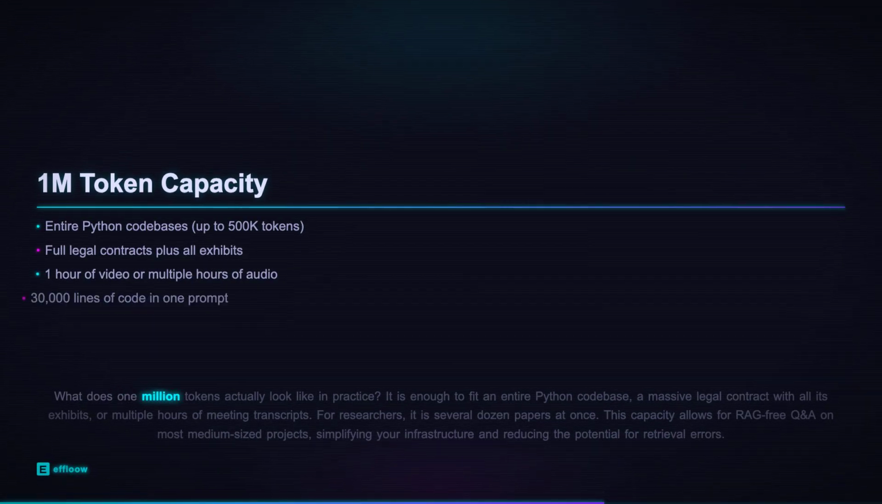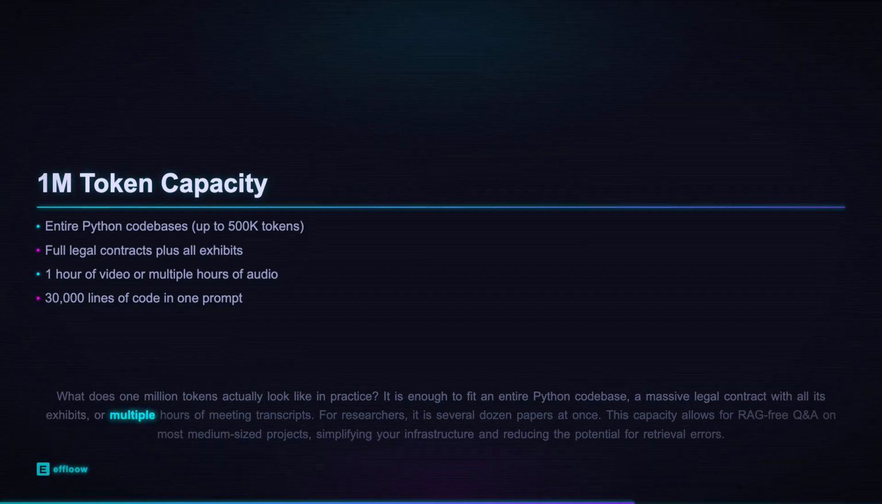What does 1 million tokens actually look like in practice? It is enough to fit an entire Python codebase, a massive legal contract with all its exhibits, or multiple hours of meeting transcripts. For researchers, it is several dozen papers at once. This capacity allows for RAG-free Q&A on most medium-sized projects, simplifying your infrastructure and reducing the potential for retrieval errors.